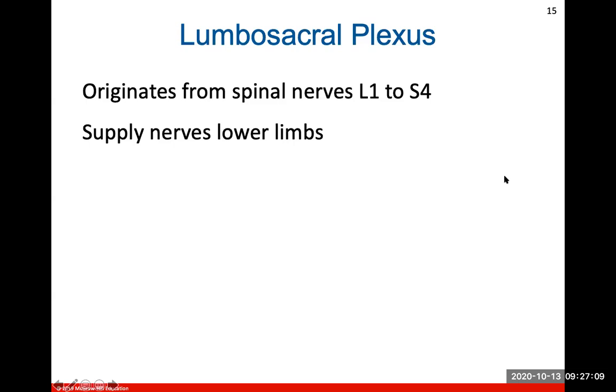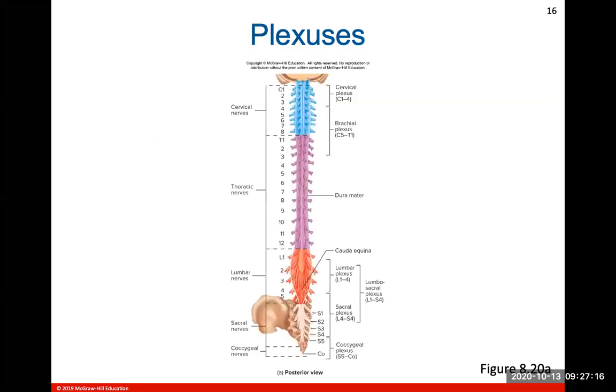The lumbosacral plexus originates from spinal nerves L1 to S4 in the sacrum. This will supply nerves to the lower limb. So this is just a look at these plexuses. And again, a plexus is just a group of spinal nerves that's coming off of the spinal cord. And you can see here the spinal nerves involved and how they form each plexus.